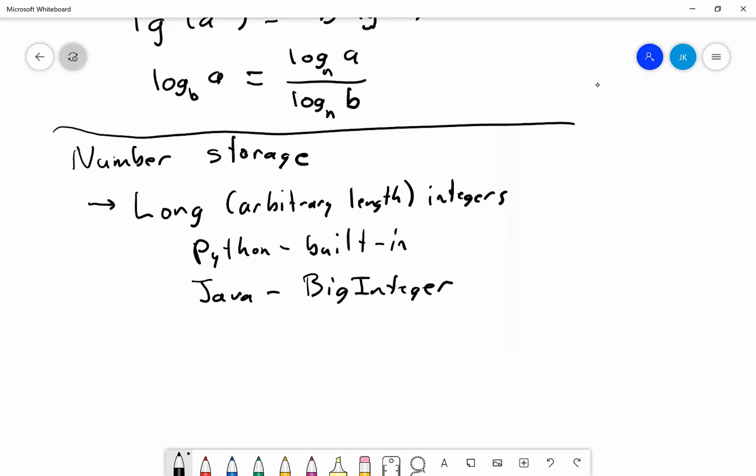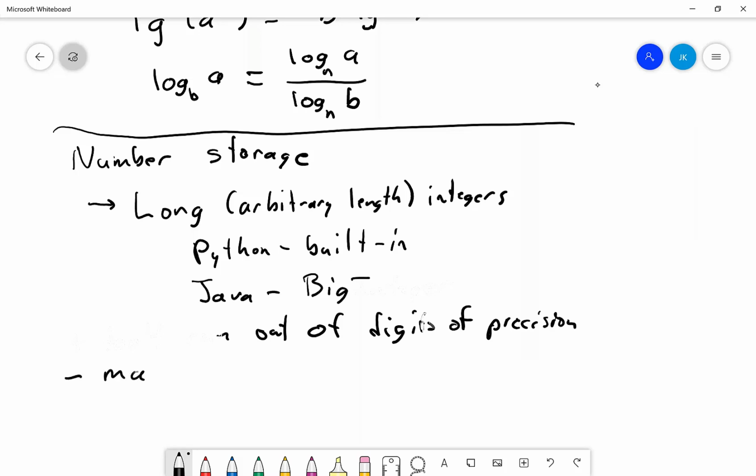Now, if you are using these arbitrary length integers, that means that you're not going to overflow, you're not going to have something that's too long. So the positive is you don't run out of digits of precision. And the negative side of all of these is that the math is slower. Okay, so it is slower to add two arbitrary precision integers than it is to add something that's using the native integer type that is supported in hardware.